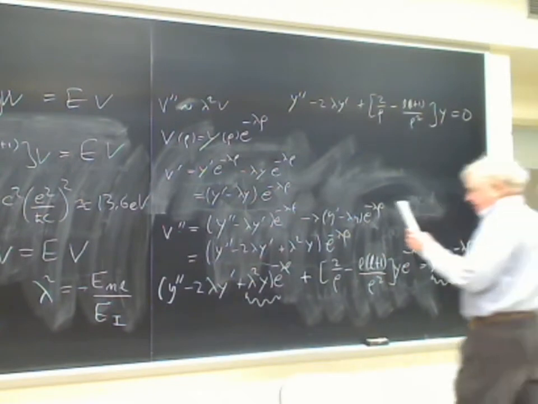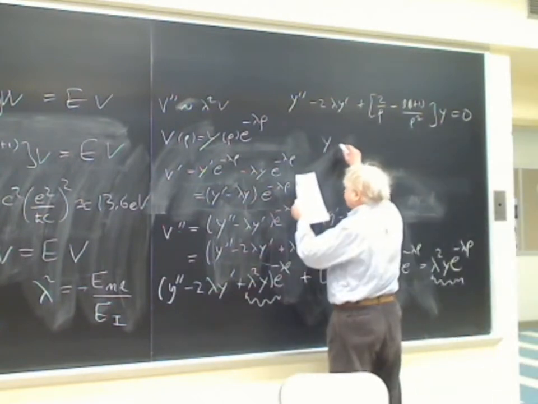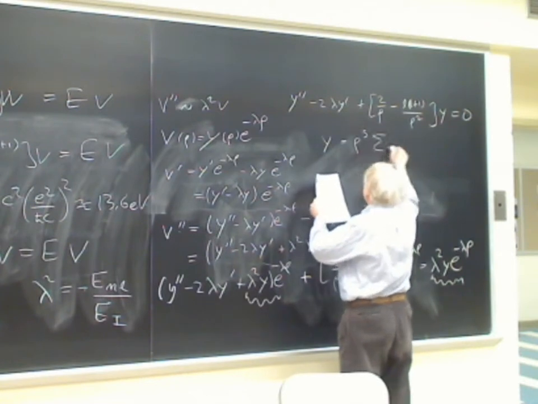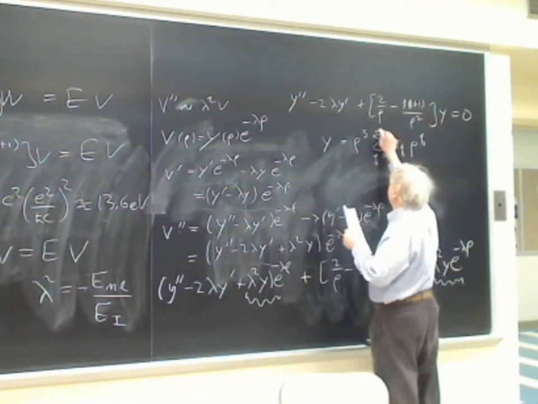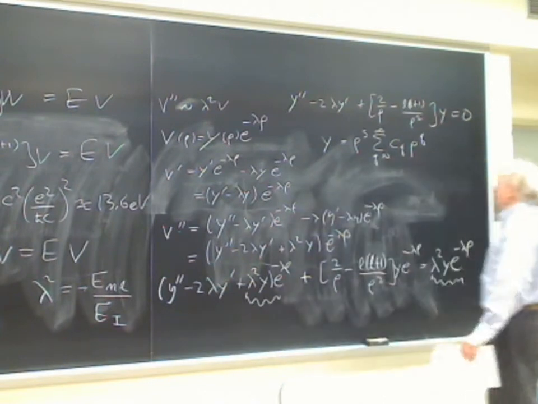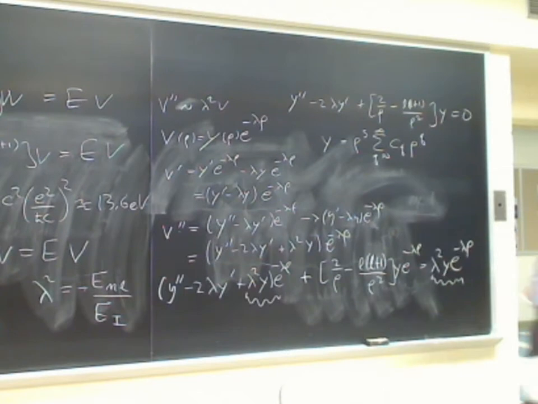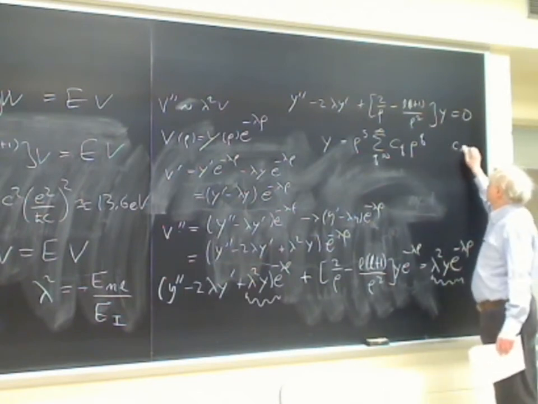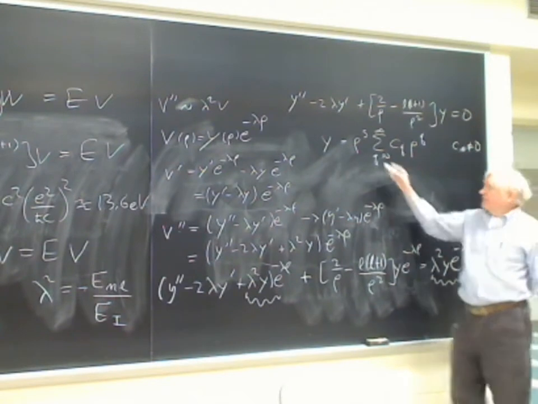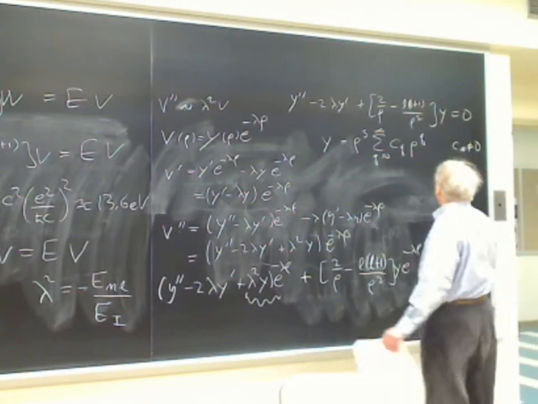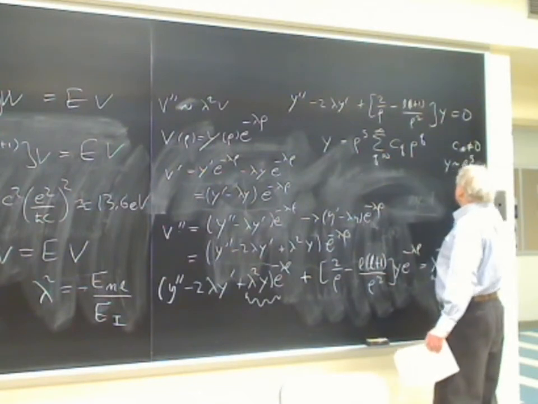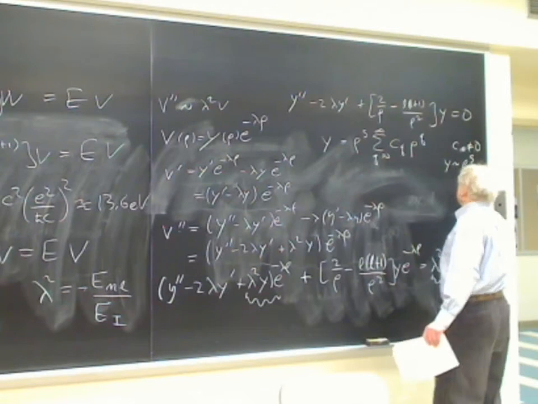Now we use Frobenius's trick, which is y is going to be rho to the s times the sum c_q rho to the q, and here q is 0 to infinity. So that's going to be our formula, and remember the key here is that c_0 is not equal to 0. That's what fixes the definition of s. And so this tells us here that y goes as rho to the s as rho goes to 0.